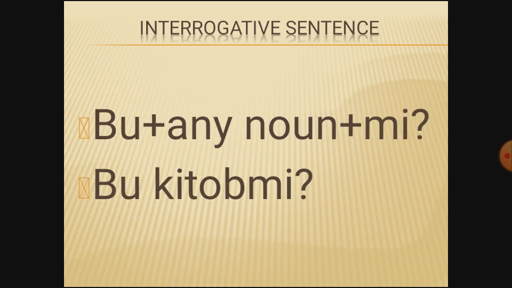We usually change the "dir" affix into "mi" in order to make up a question form or interrogative sentence. For example, bu kitabdir. To change the sentence into an interrogative sentence, we change the "dir" affix into "mi". Bu kitabdir. The "dir" is omitted, then "mi" is added, so as to make up an interrogative sentence.